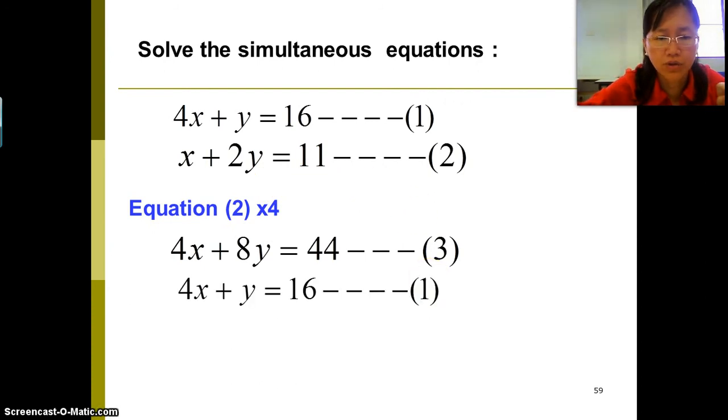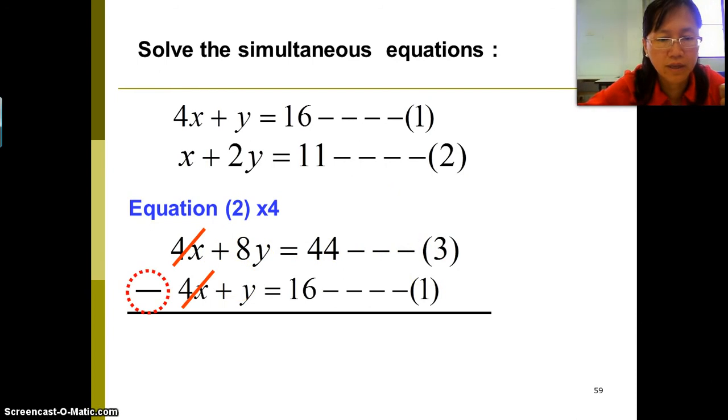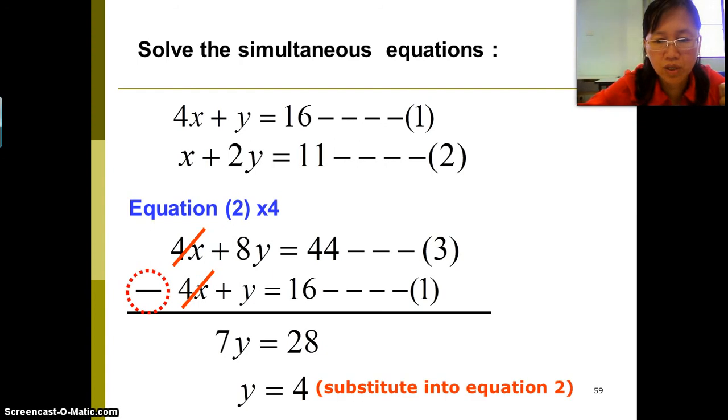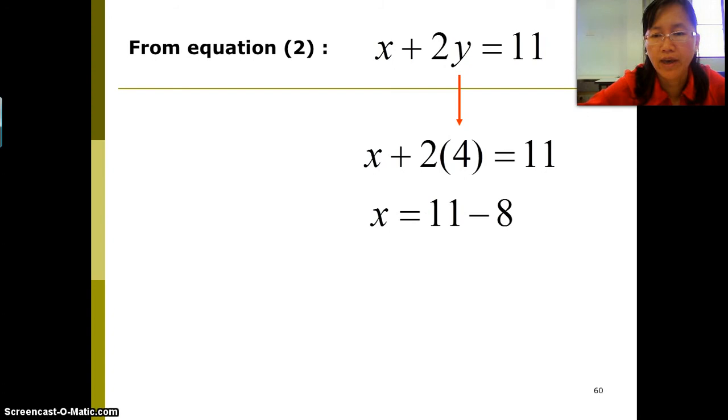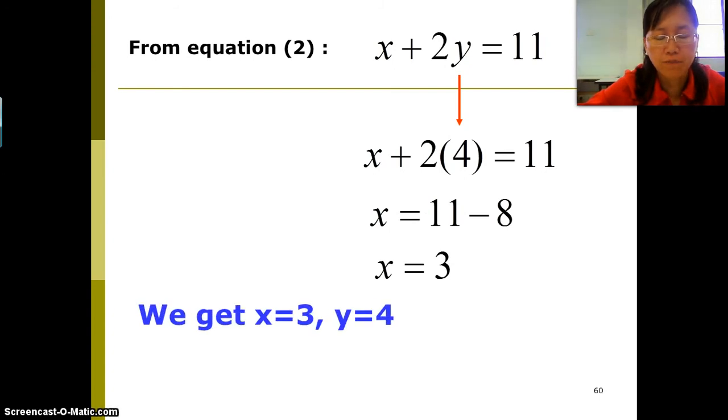Okay, so we have equation 1. Then we subtract equation 3 from equation 1, so we can eliminate the variable x. So we have 7y equals to 28. So finally we get y equal to 4. We substitute into equation 2. From equation 2, we substitute the value y equal to 4. Then we get x equals to 11 minus 8, we get 3. So then we get the value x is 3, y is 4.